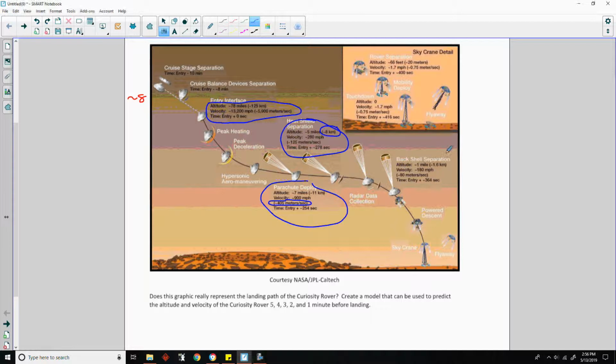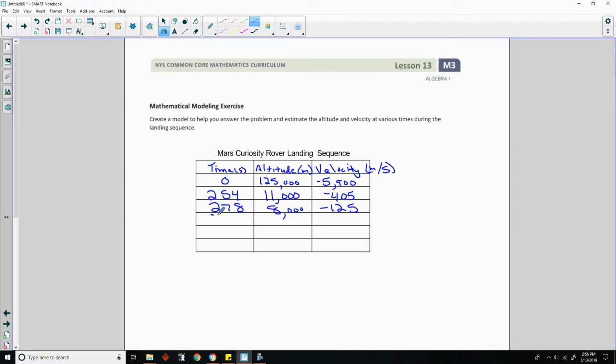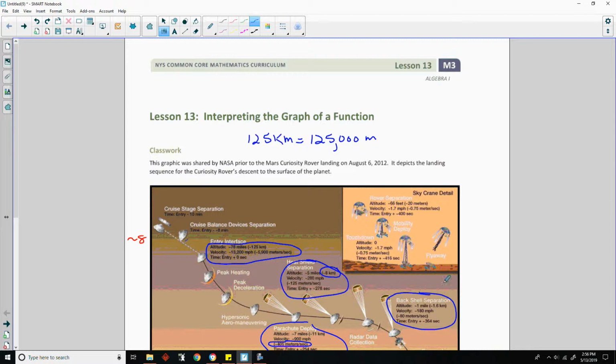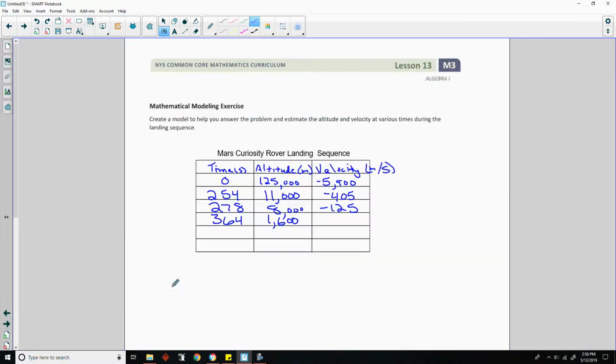The next interval we're going to look at is the back shield separation. Okay, the time is 364 seconds, and it's 1.6 kilometers, which is 1,600 meters. So 364 seconds and 1,600 meters. And then we go back, and the velocity at that time was negative 80 meters per second. Okay, next one.